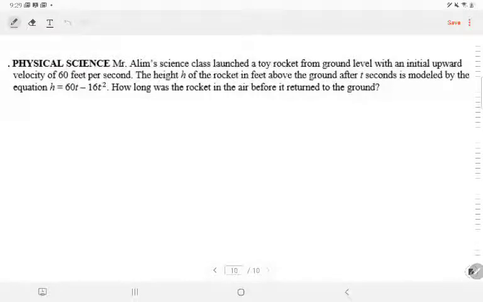So let's take a look at this one. It says Mr. Alim's science class launched a toy rocket from the ground level with an initial upward velocity of 60 feet per second. The height h of the rocket in feet above the ground after t seconds is modeled by the equation h equals 60t minus 16t squared. How long was the rocket in the air before it returned to the ground? So you have the ground, you have the rocket. This is at 0, so it wants to know how long was it in the air.